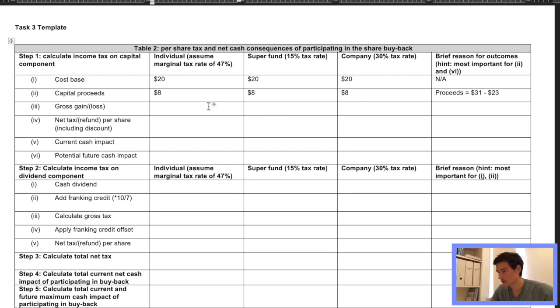Alright, so gross gain loss. So this is $12 negative, and that remains the same for all of them. Net tax refund per share. Now, I believe that all of those are just zeros. So not making anything. Capital loss. Okay.